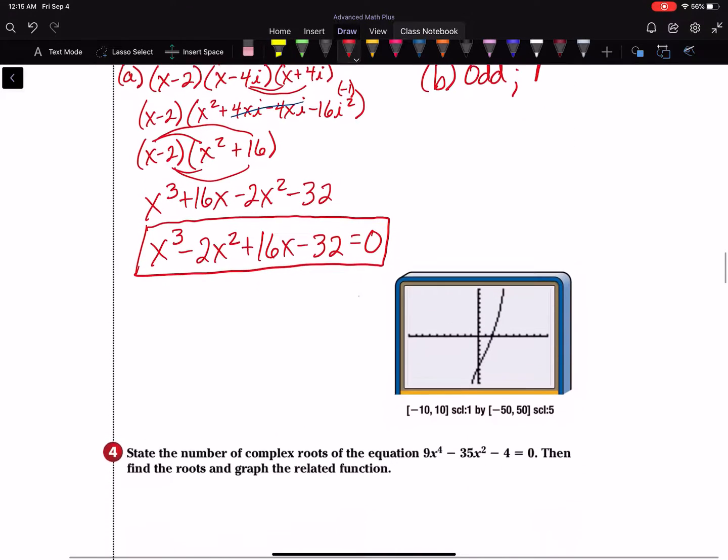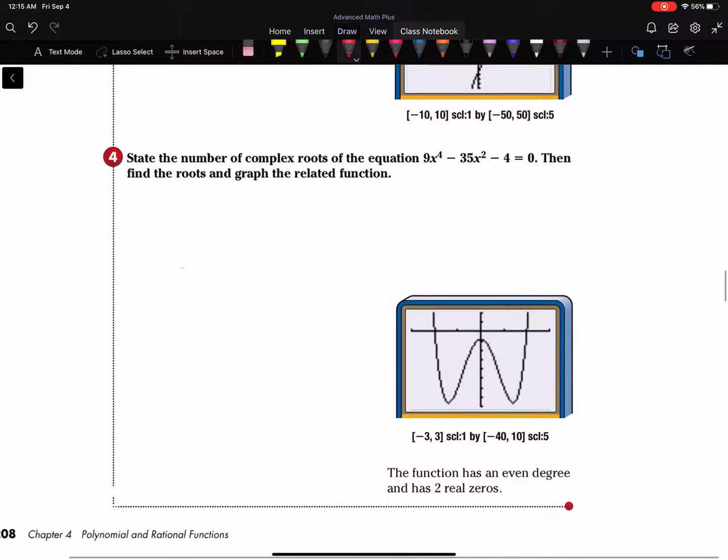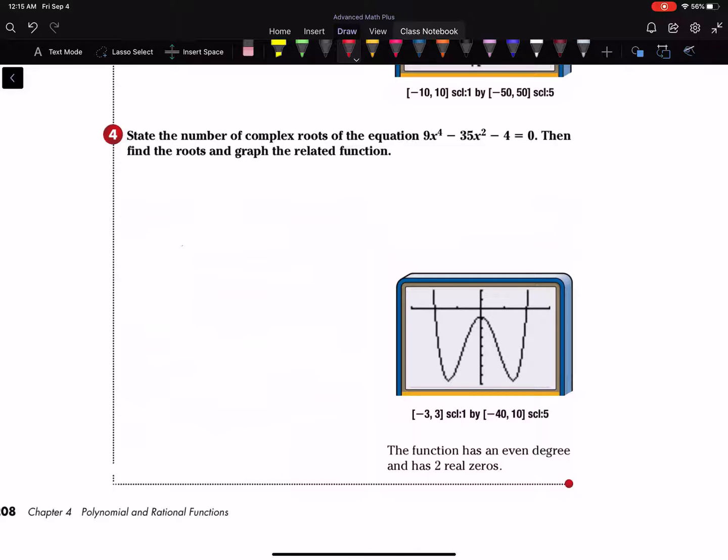Okay, so number 4, example 4 says state the number of complex roots of the equation, then find the roots and graph the related function. So I'm not going to make you graph any, okay? So if it says graph in the directions, just ignore it. But you do need to state the number of complex roots and then also find the actual roots. So when we go to state the number of complex roots, that's the easiest part of the question. So it's just your degree. So this degree is a degree of 4. So we have 4 complex roots.